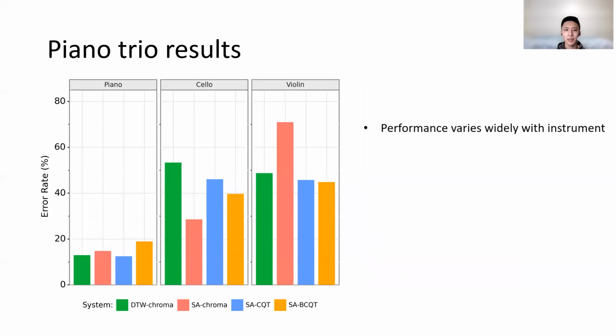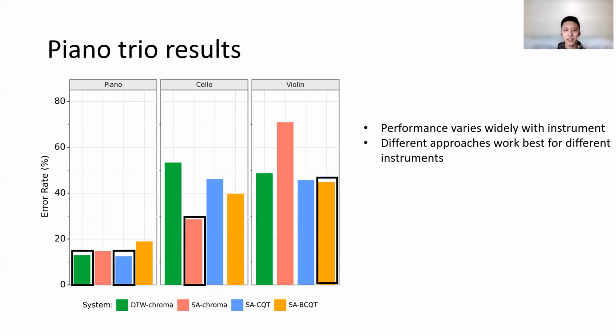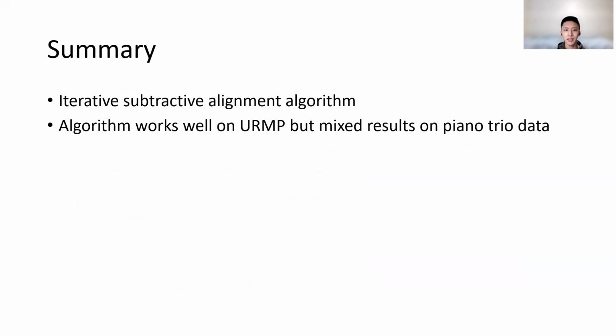We see that performance depends a lot on the instrument, and different approaches work best for different instruments. In summary, we propose an iterative subtractive alignment algorithm for aligning individual unsynchronized parts with a full mix recording. Our algorithm works well on the URMP dataset, but has mixed results with the more realistic piano trio data.